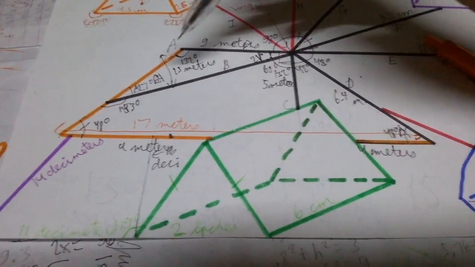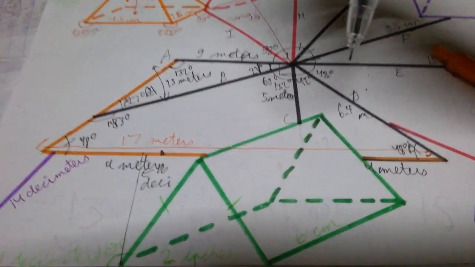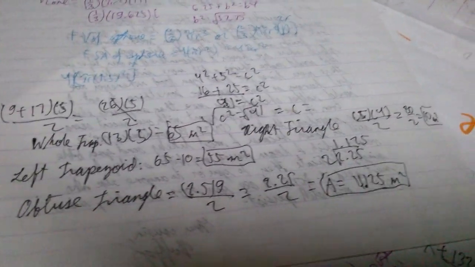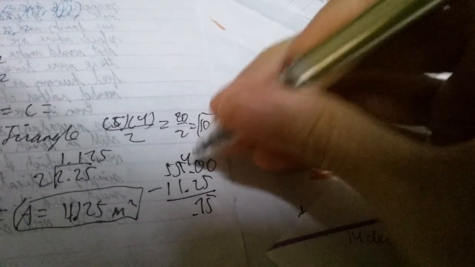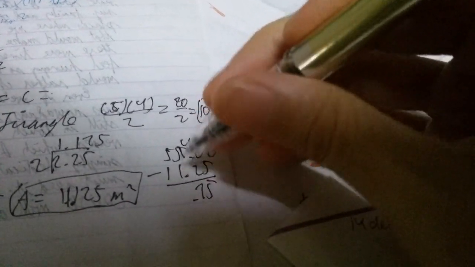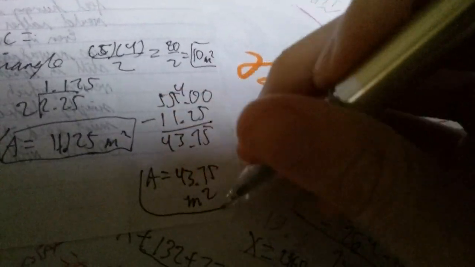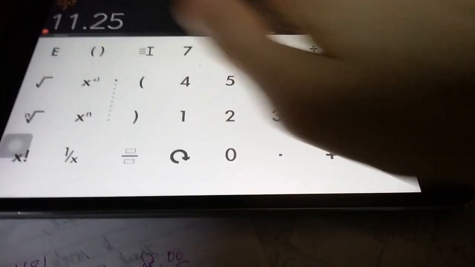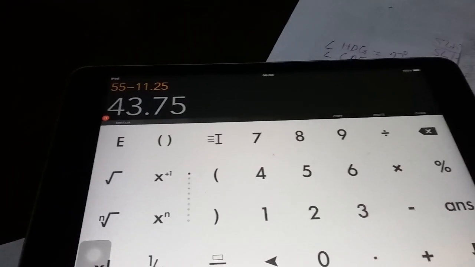Now, we can now solve for the area of this guy. How? By adding the two areas and then subtracting it from the total. So we got the area of, remember the area of the left trapezoid? It's 55 square meters. So 55 minus 11.25. 0 minus 0, this becomes 75. Tama? 4 minus 1, 43. So therefore, the area of the quadrilateral must be 43.75 meters squared. Okay? Kung chinek mo with a calculator, ganito yung mangyayari. Yes, you should get 43.75.